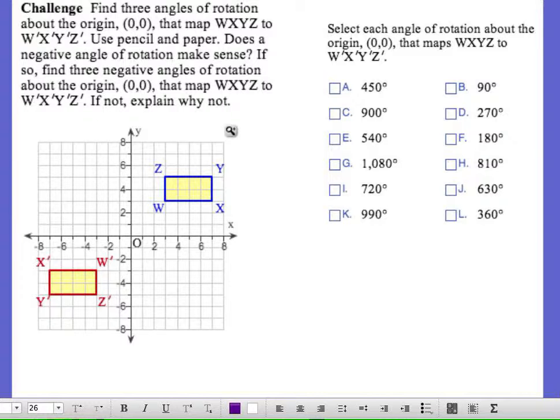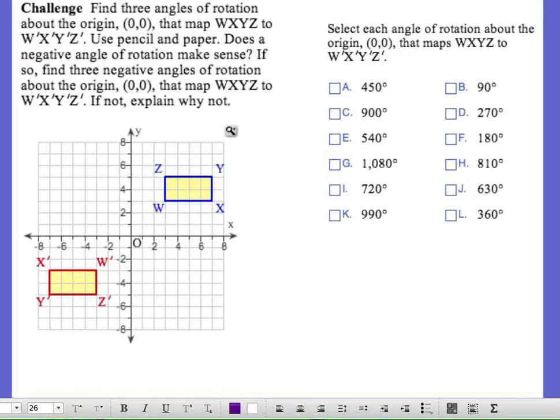Find 3 angles of the rotation about the point of origin 0, 0 that map W, X, Y, Z to W prime, X prime, Y prime, Z prime. Use paper and pencil. Does a negative angle of rotation make sense? If so, find 3 negative angles of rotation about the point of origin that map W, X, Y, Z to W prime, X prime, Y prime, Z prime. If not, explain why not.